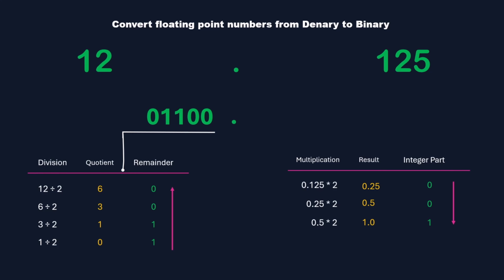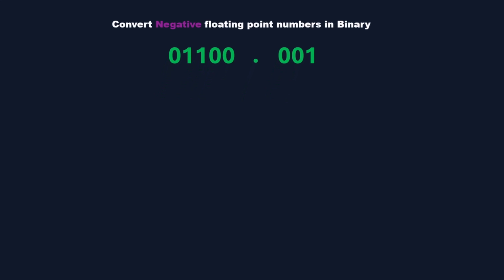Now, if we write the integer parts from top to bottom, the binary representation of the fractional part of the number is obtained, which is equal to 001. And as you can see, the representation of the number 12.125 in base 2 is 01100.001.